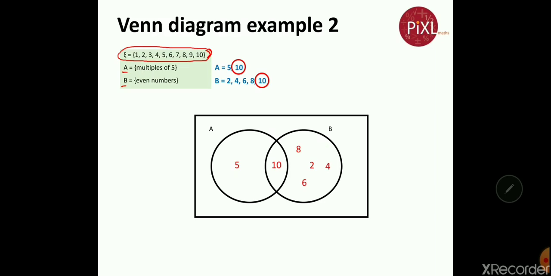And we're not done yet because we haven't put all of the numbers from our universe inside here. So we have 1, 3, 7, and 9. They're in our universe. They're all the elements. They're part of it. But they're not in either set A or B. So they go on the outside. All right, this should all be stuff we've seen before. Okay, so those are your examples.